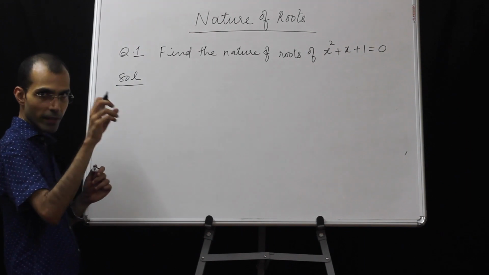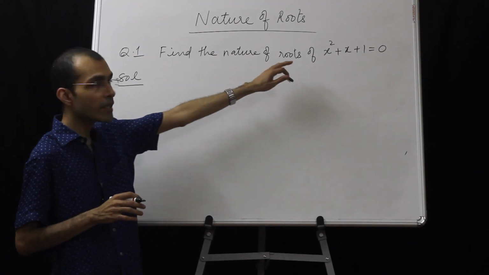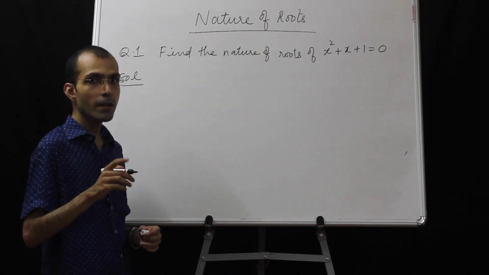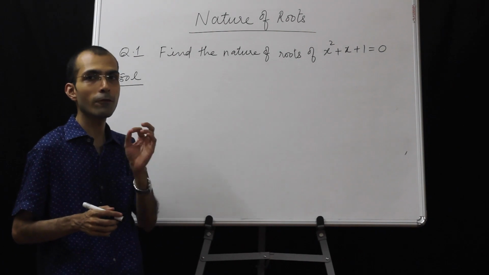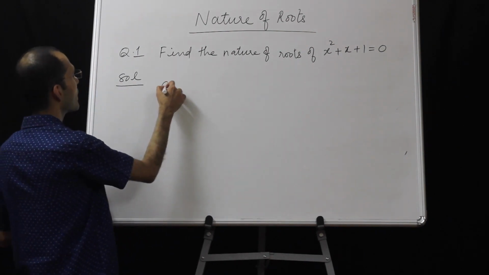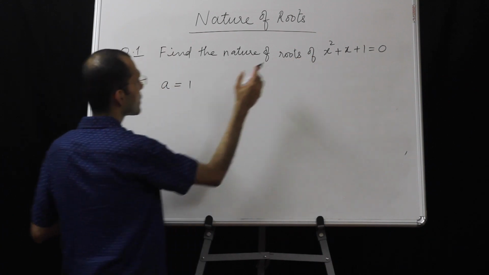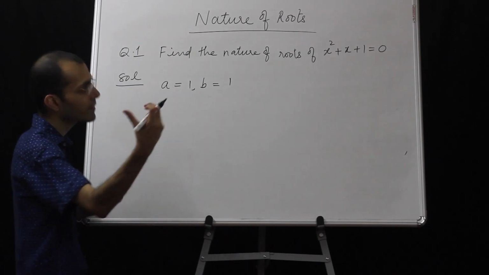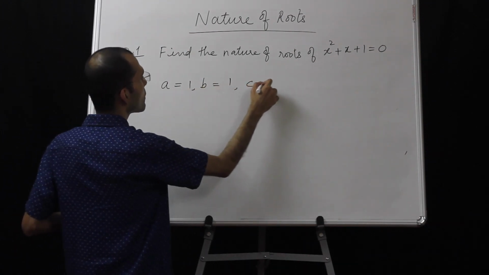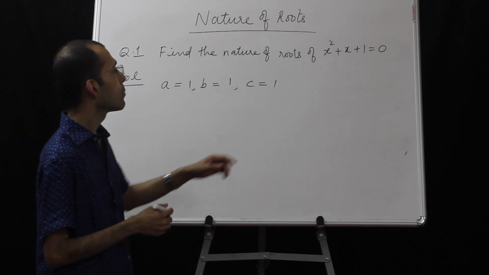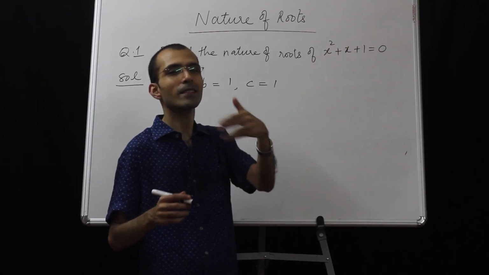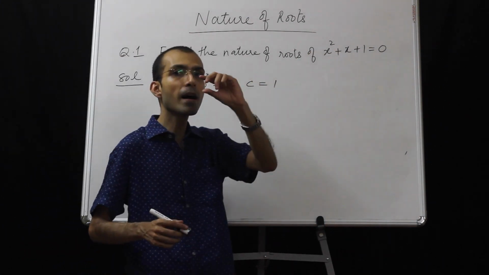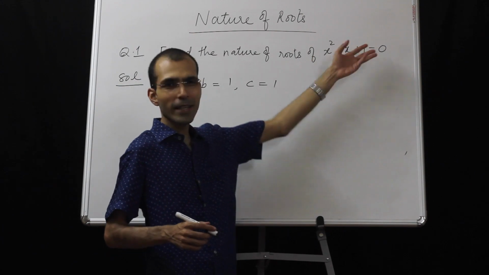Before we go into the discriminant, is this equation in the standard form? Yes. If no, please remember to arrange the equation in the standard form. Here a will be 1. A is the coefficient of x square. B would be 1 because it is x, so it is like 1x. C would also be 1. What if this was x square minus x, suppose? Then a would be 1, b would be minus 1, c would again be 1.